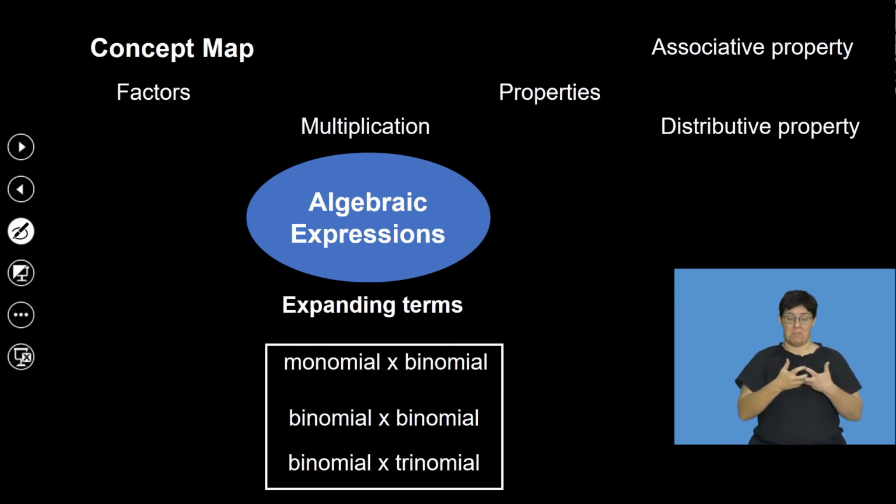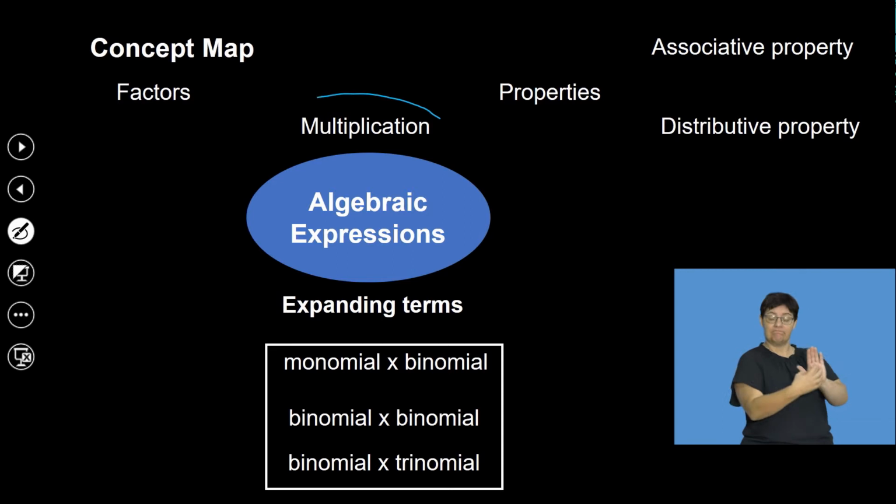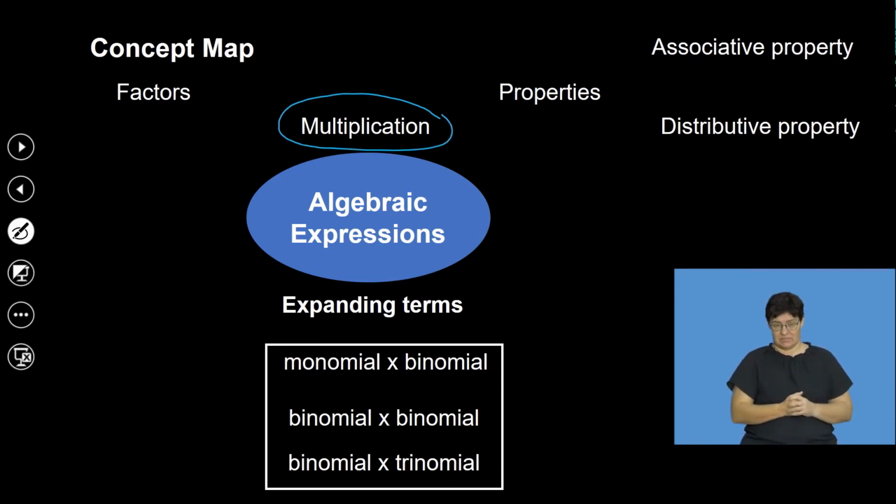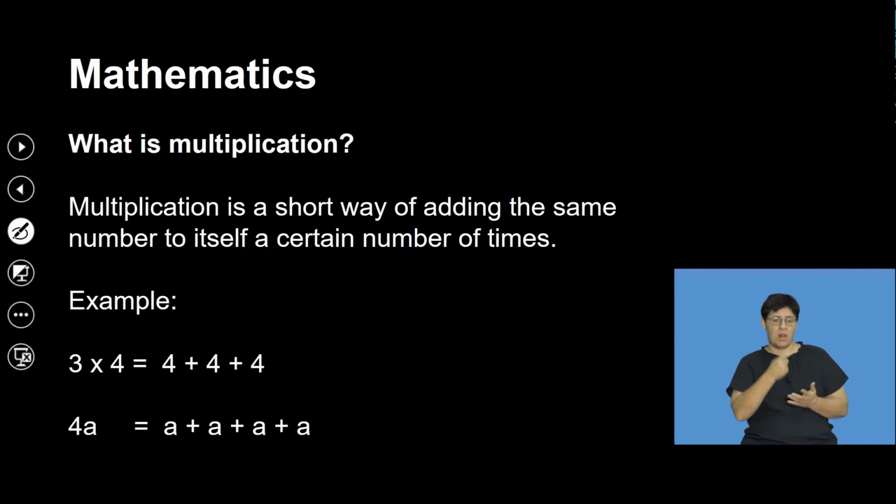Now, the main operation that we're going to be dealing with is multiplication. And we're going to have what we call factors under multiplication and the two properties of multiplication, which is your associative and your distributive. And then we'll look at the 3 types of expanding terms that have to do with a monomial, a binomial, and a trinomial.